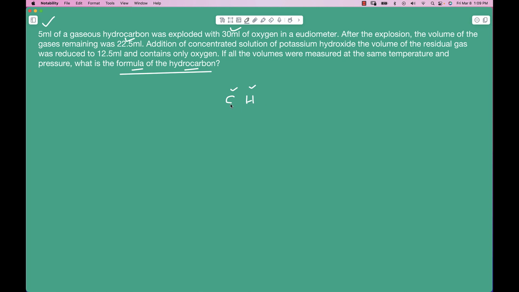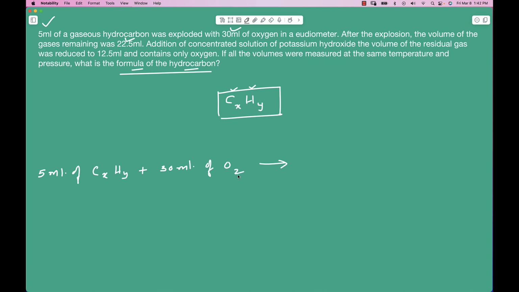And because we do not know the subscripts of these two symbols, let us assume them to be X and Y. So let us say the formula of this compound is CXHY. Now what else is given in the question? It was stated that 5 ml of this gaseous hydrocarbon was exploded with 30 ml of oxygen in a eudiometer. That is 5 ml of this CXHY was combined with 30 ml of oxygen. And you know the molecular formula of oxygen is O2.